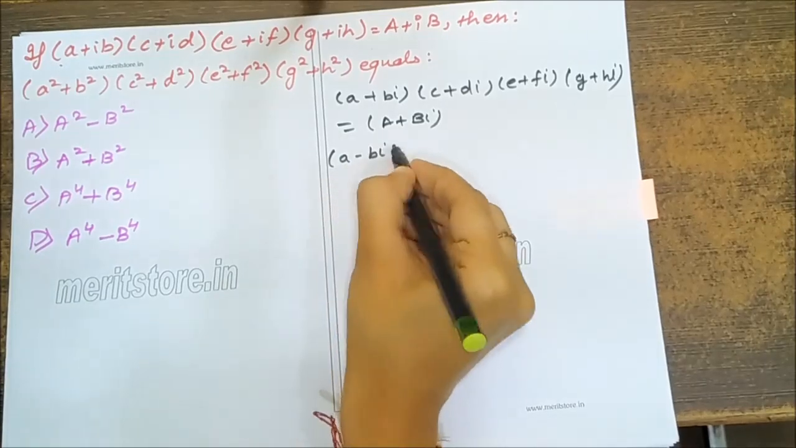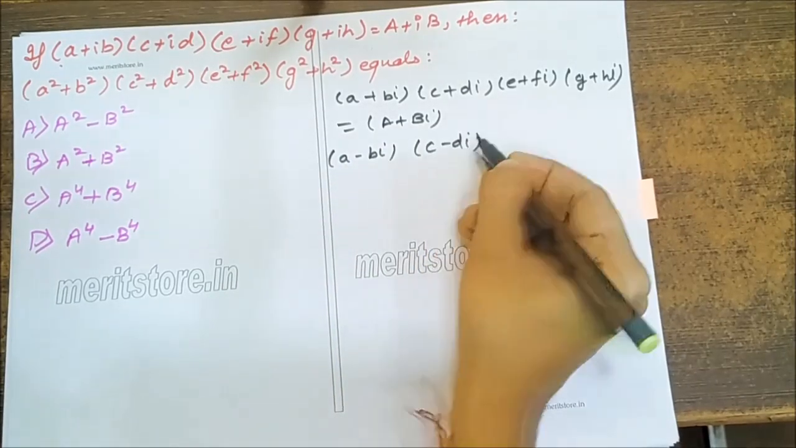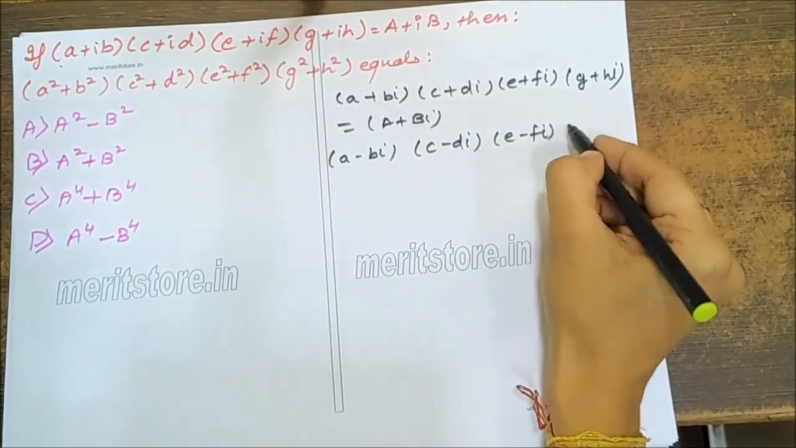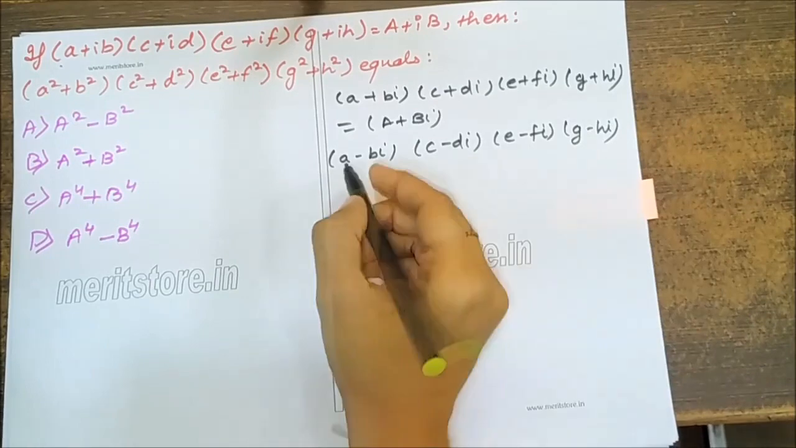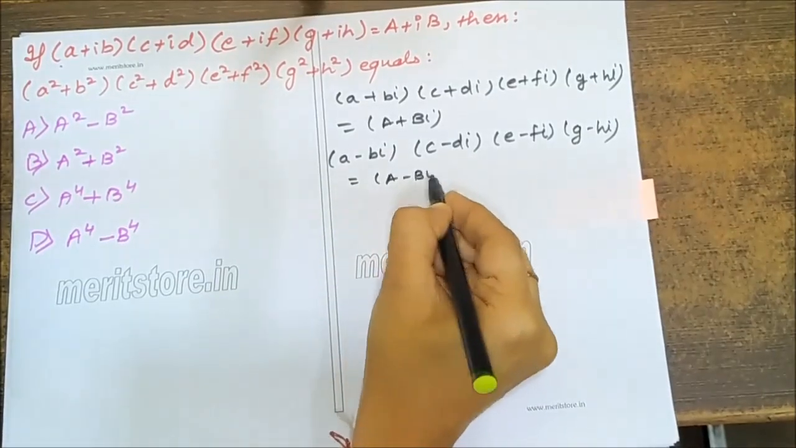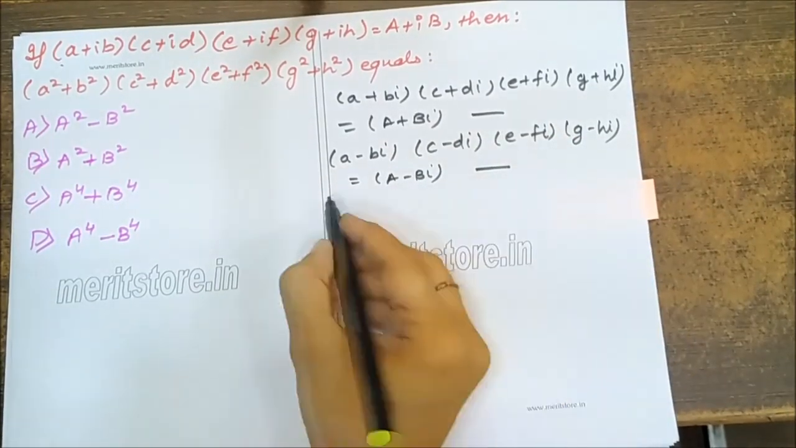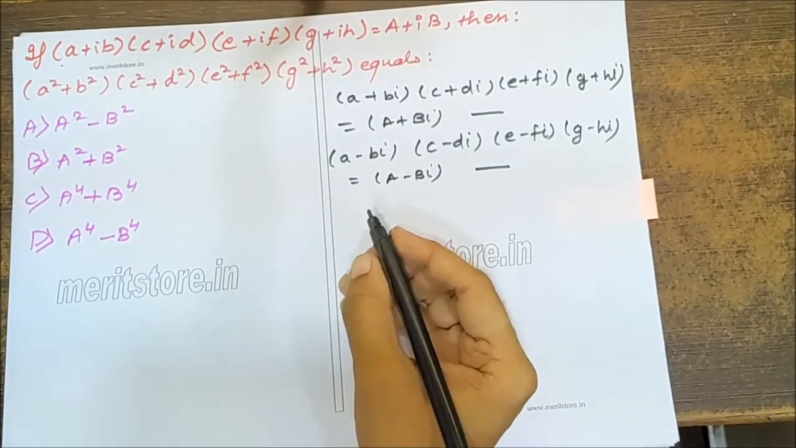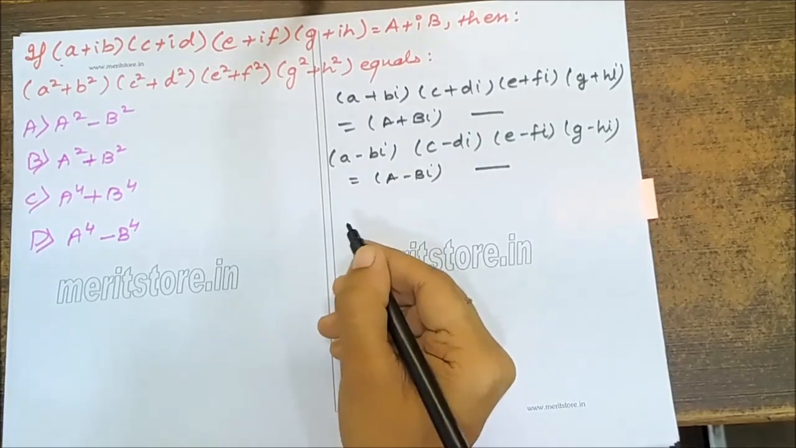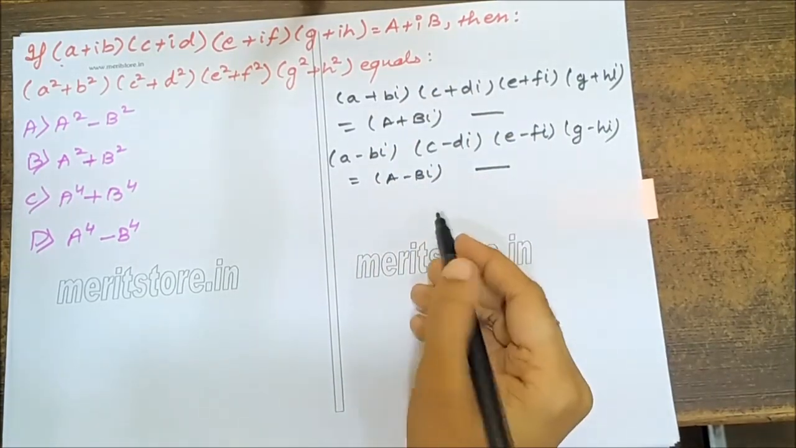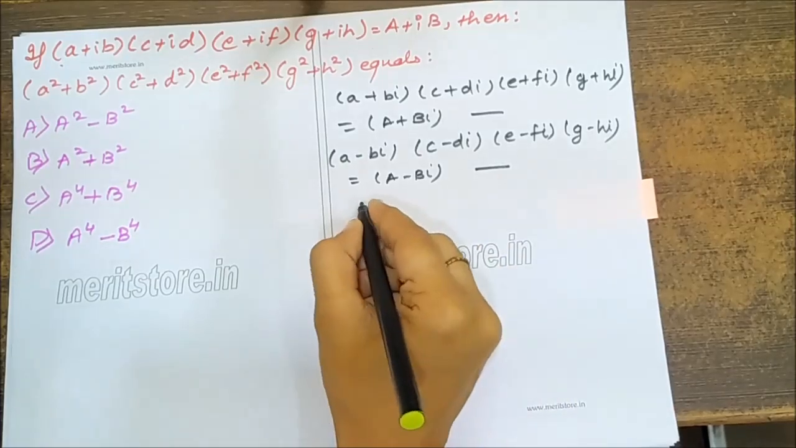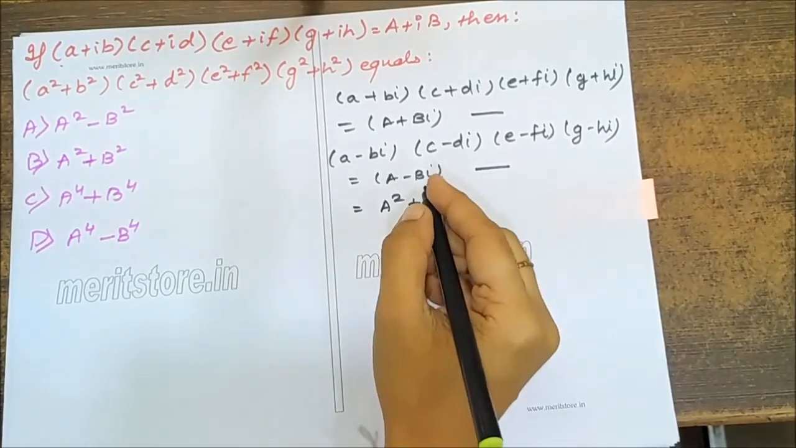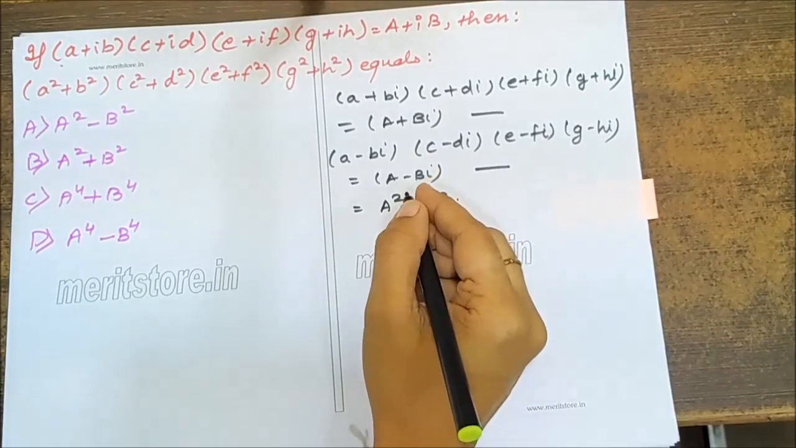After that, in case I take the conjugate, (a minus bi)(c minus di)(e minus fi)(g minus hi), I will get A minus Bi. When I multiply both these equations, I will get A square plus B square. When I multiply each and every factor, it will get cancelled, and what you get is a square plus b square. So the answer is A square plus B square.